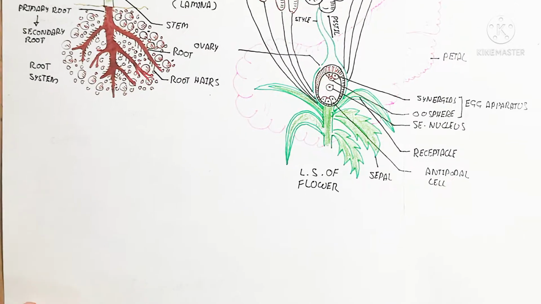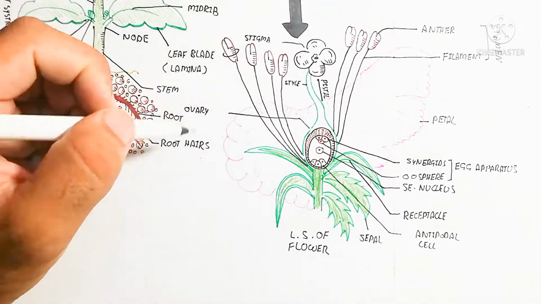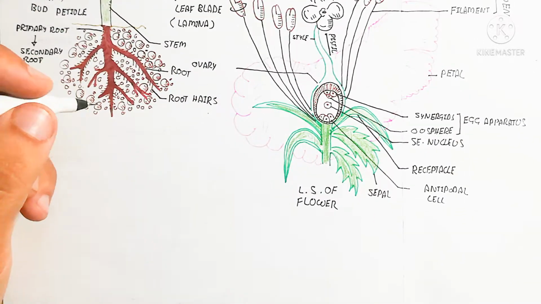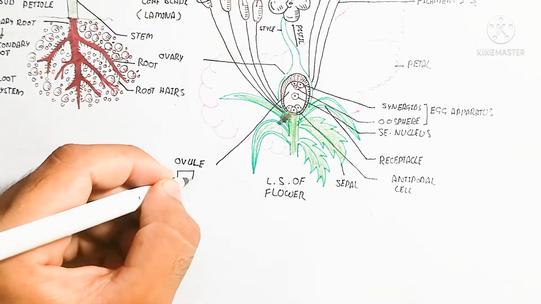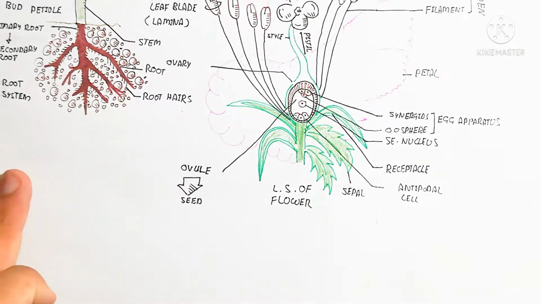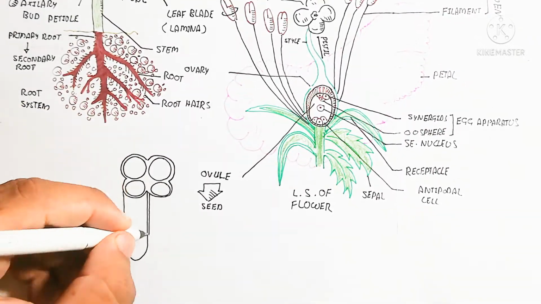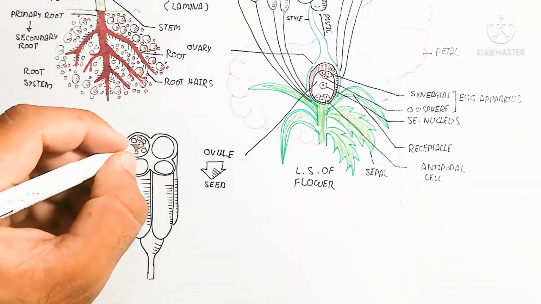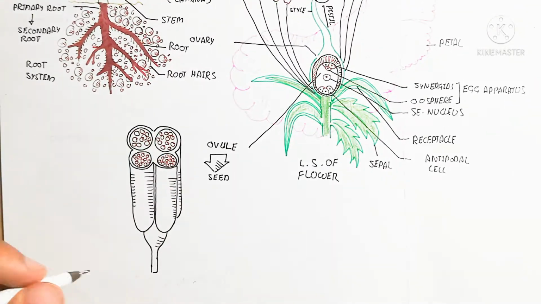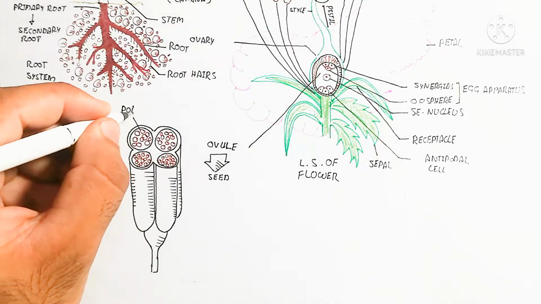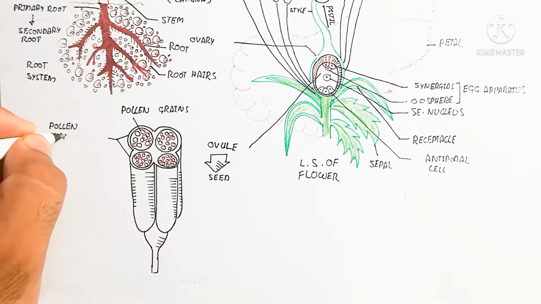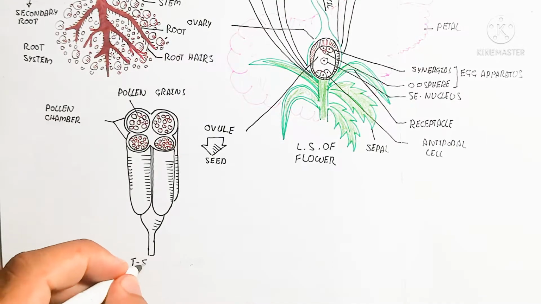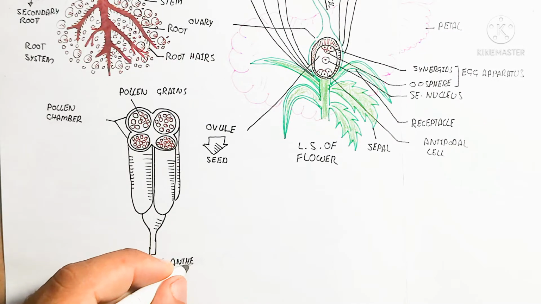So here are the synergids, oosphere, and the secondary nucleus, and the egg apparatus is here, and it contains antipodal cells as well as the synergids and oosphere, basically inside the ovule. The ovule is inside and produces the seed, while the outer part is known as the ovary, and the ovary develops into the fruit. Dehiscent and indehiscent fruits are present. Fleshy fruit, drupe, berry or other types of fruit can develop from it.